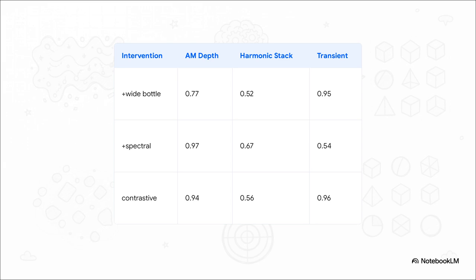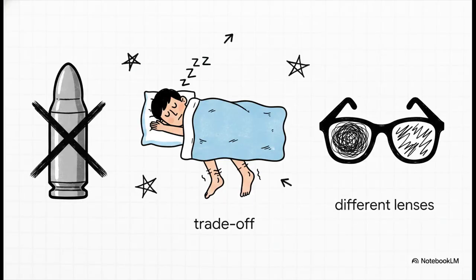But here is the massive trade-off. Adding that spectral term completely broke the transient location dataset, sending its accuracy plummeting from 95% all the way down to 54%. It was a massive game of give and take. It's honestly just like a short blanket. If you pull it up to cover your shoulders, your feet freeze.